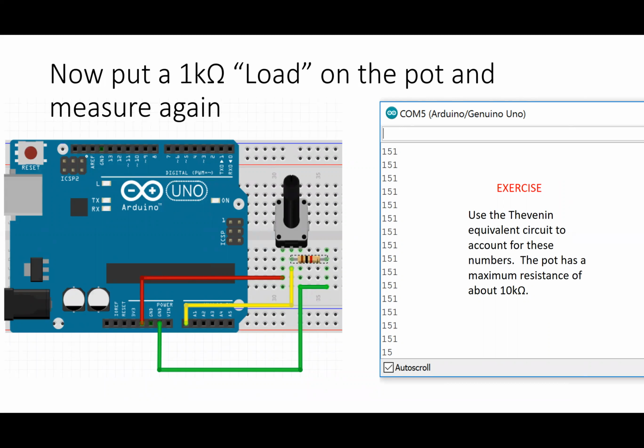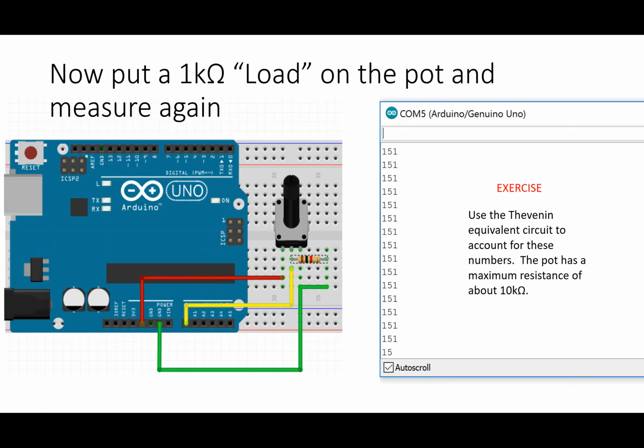Now, let me take this circuit and let me put on the output going to the analog read pin 0 here, a load. Here I'm showing 1 kilo ohm, and let's see what happens when we now look at the serial monitor again. With the load, we've dropped from 253 to 151 as a reading.